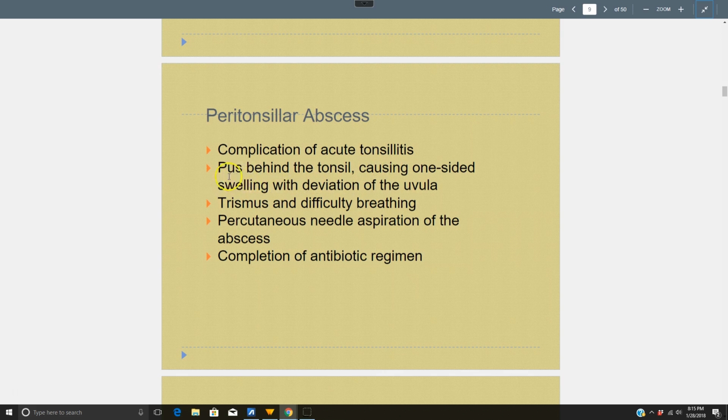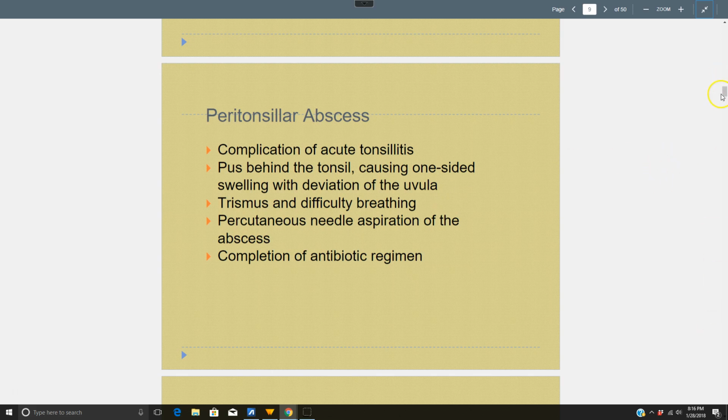Now this is a peritonsillar abscess, which is a complication of acute tonsillitis. What happens is there's a lot of pus behind the tonsils causing one-sided swelling with deviation of the uvula. And what these people start to manifest is the problem with trismus, which is that tonic contraction of the muscles of mastication for chewing. You're unable to open the mouth completely, caused by muscle, joint, or nerve problems. And this is a very serious situation.